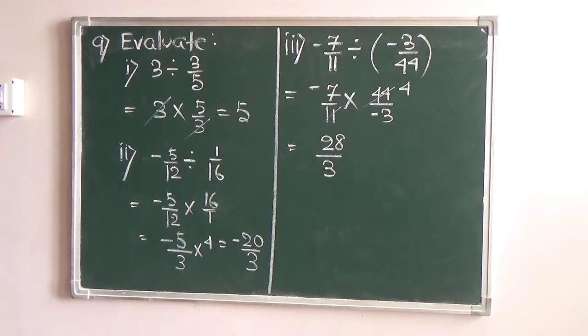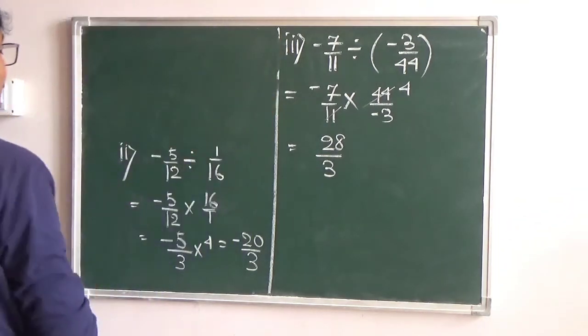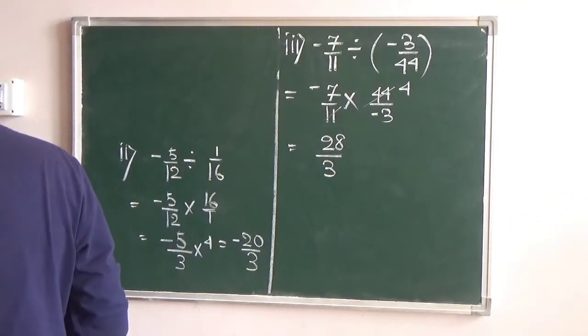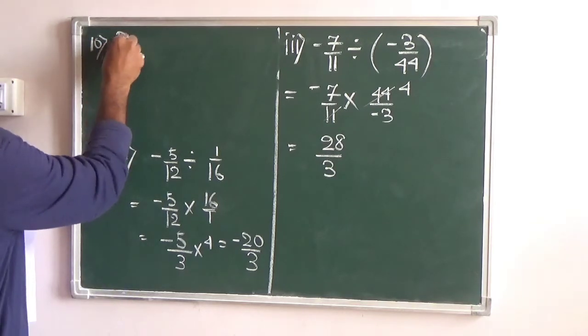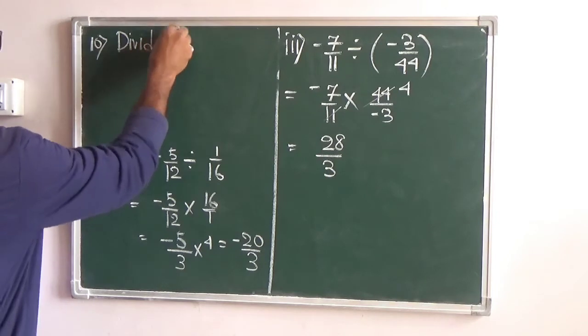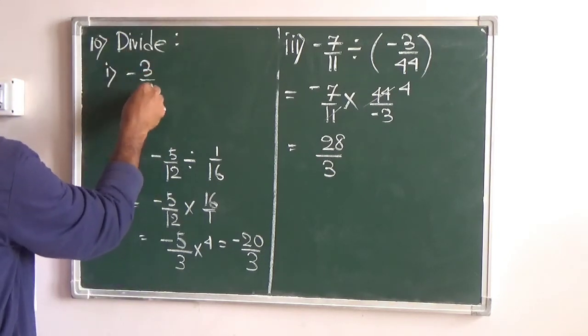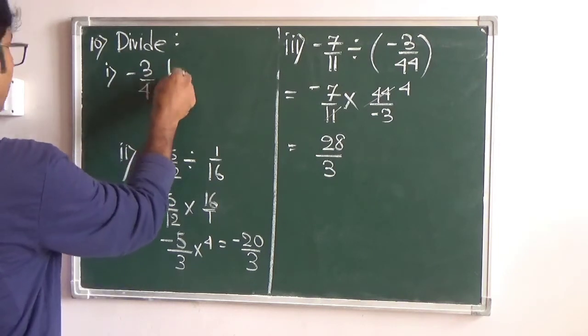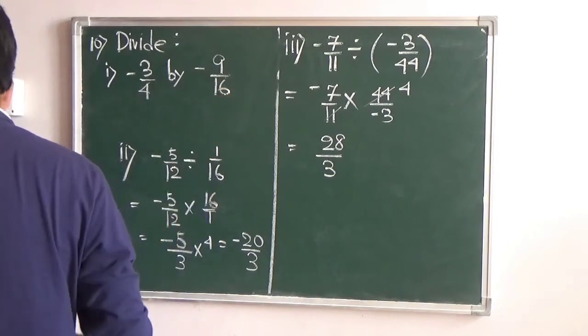Moving on to the next question. That is question number 10. Divide minus 3 by 4 by minus 9 by 16.